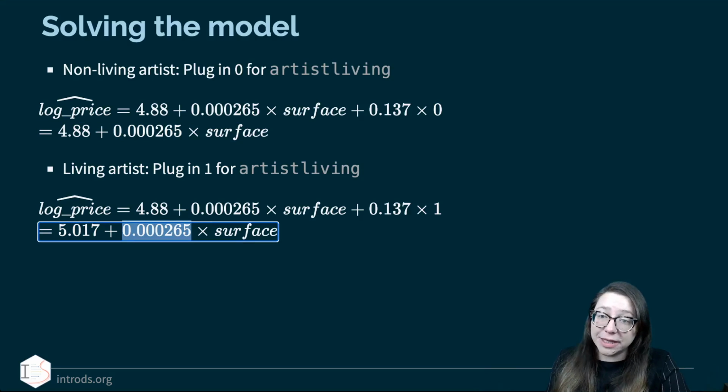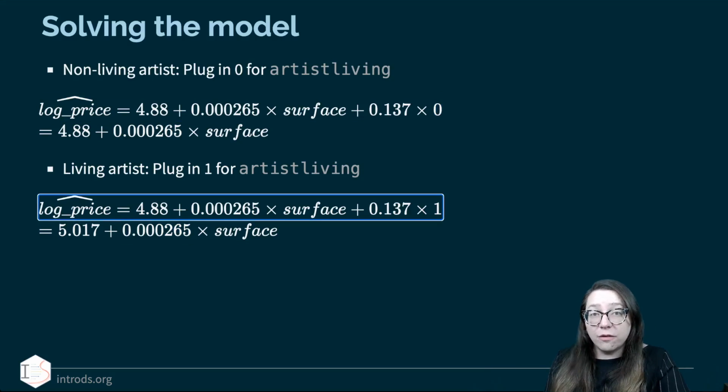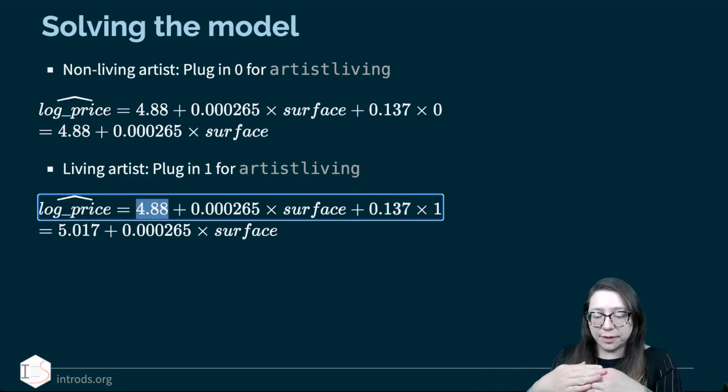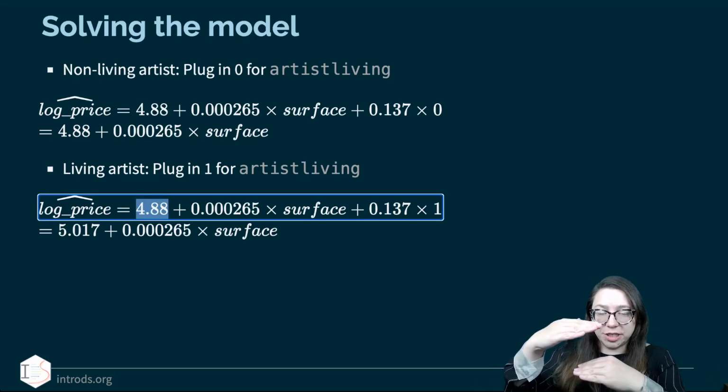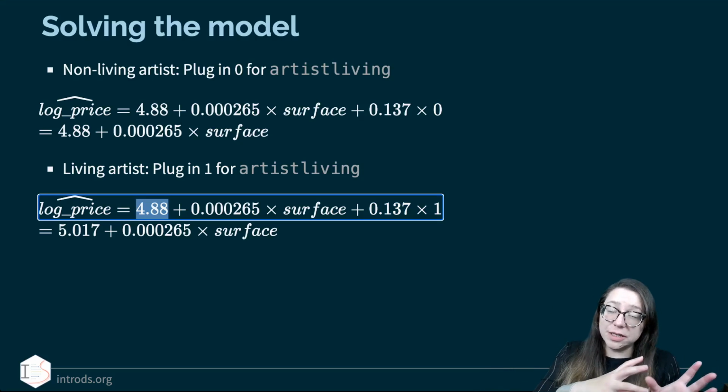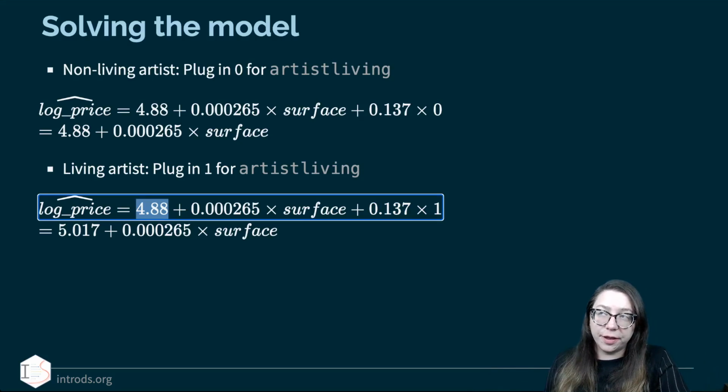Mathematically, this is happening because when we plug in either a 0 or a 1 for the artist living variable, we end up getting either 0 in the first case or just the value of that slope, which then gets added on to our intercept. So it shifts our intercept up because it has a positive slope, but it doesn't change the slope for the surface variable.